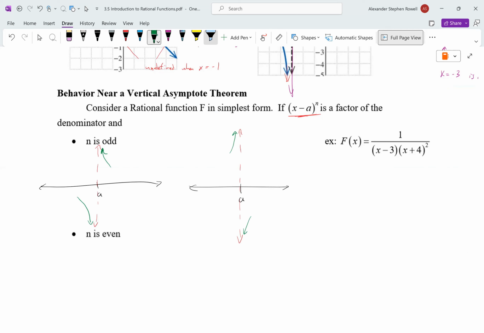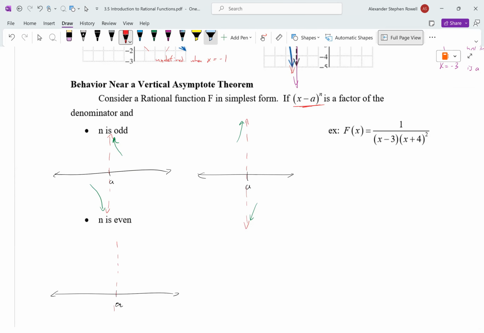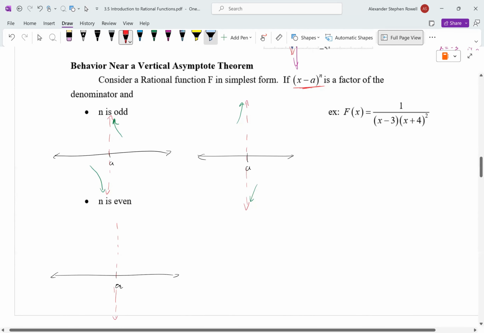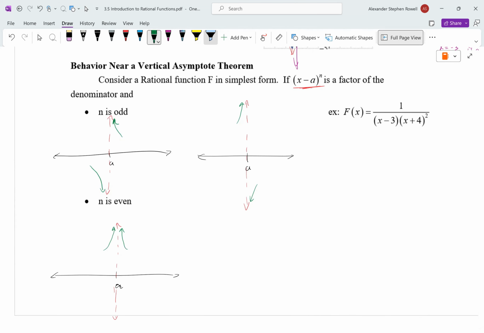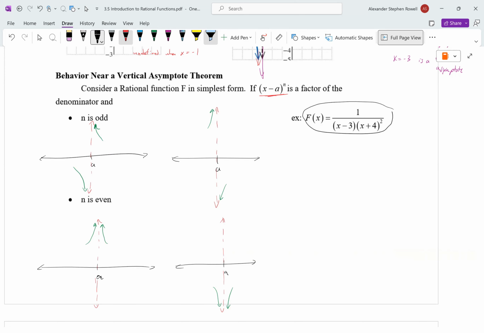Now, I didn't draw the whole graph because I don't know what happens here, right? The graph could do anything. I'm just talking about near x equals a. However, if that exponent's even, I know I have a vertical asymptote there, and they both go in the same direction, either both up or both down. Any questions about that? Presumably, I could graph near my vertical asymptotes for this function, capital F.